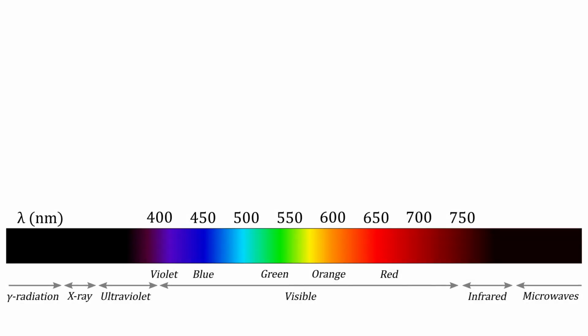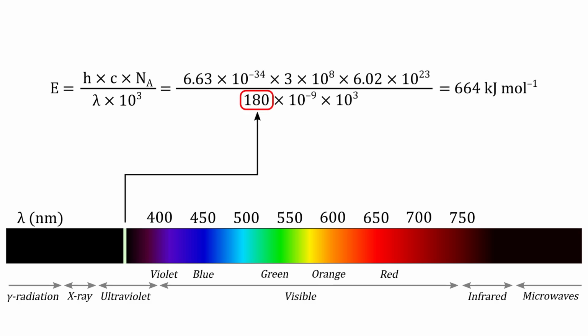Photochemistry uses electromagnetic radiation in the ultraviolet visible range of the spectrum to drive chemical reactions. 1 mole of photons with specific wavelengths denoted by lambda carries an amount of energy, E, which is calculated using the Planck-Einstein relation. For example, 1 mole of 180 nanometer photons carries 664 kilojoules of energy. Overall, the shorter the wavelength, the more energetic the photons are.